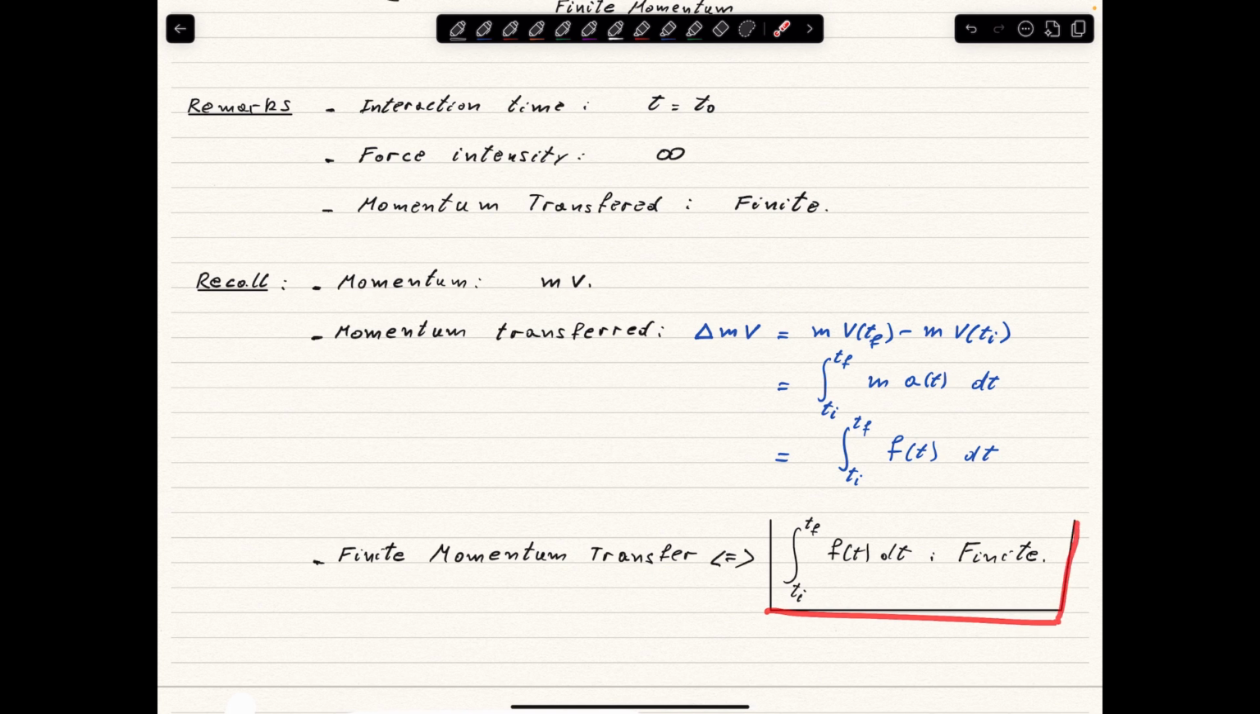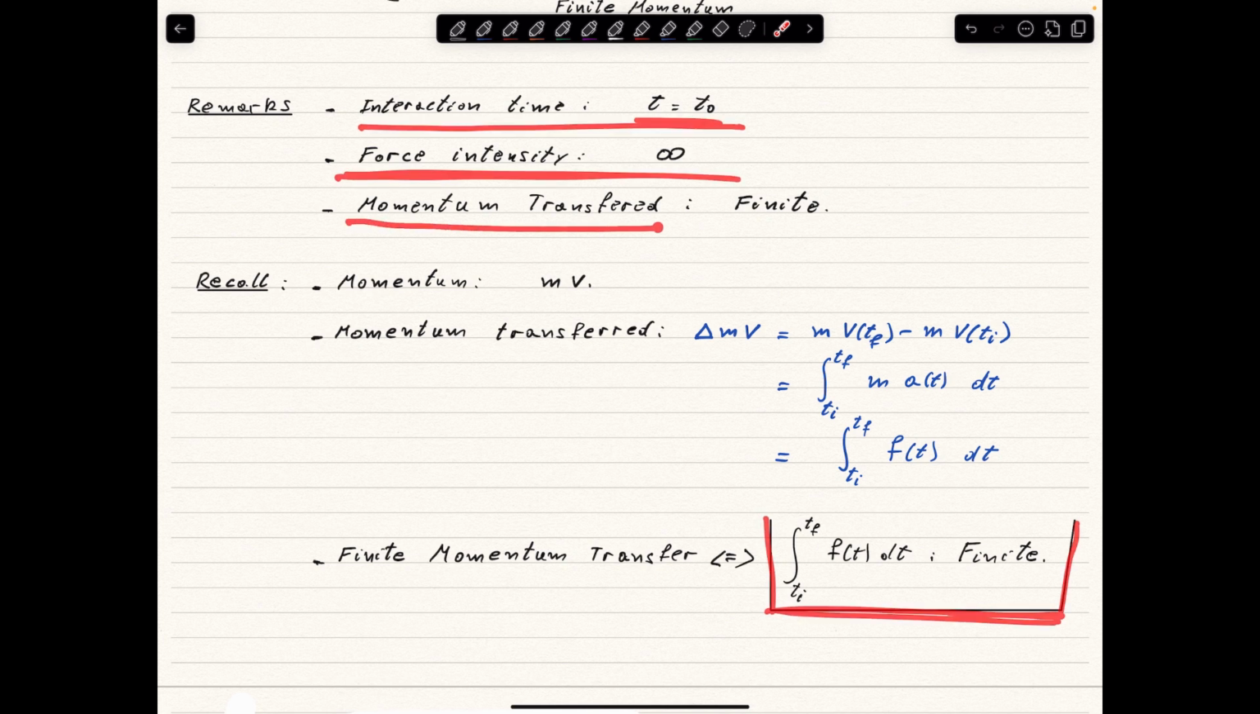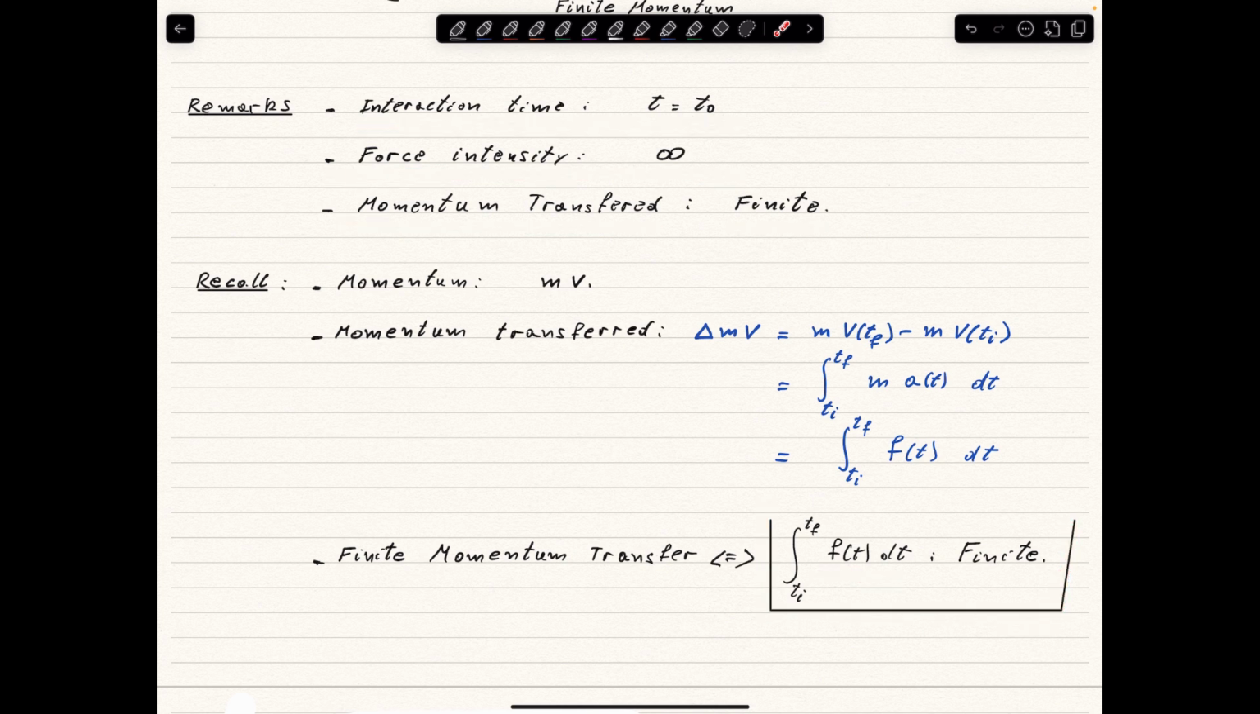So this is the characterization of an impulsive force. Interaction time, one single point in time, force intensity infinity, and momentum transfer finite, and by that we mean this integral has to be somehow defined for the impulsive force, and has to be finite.